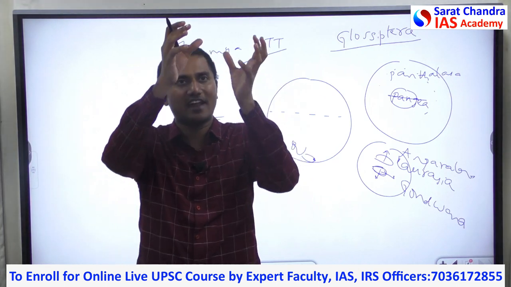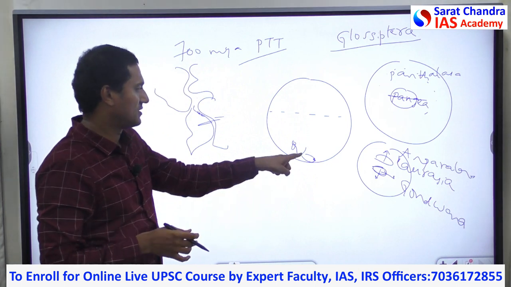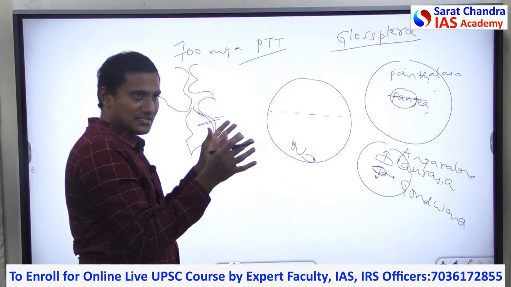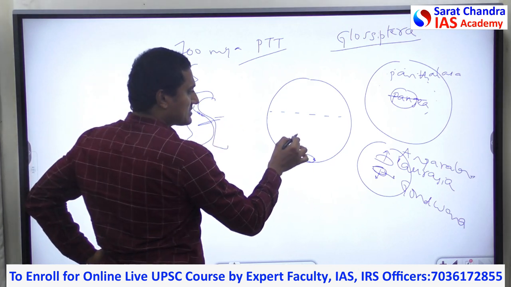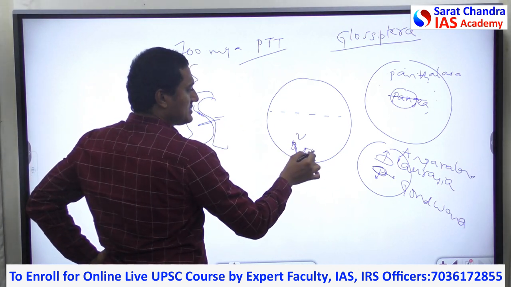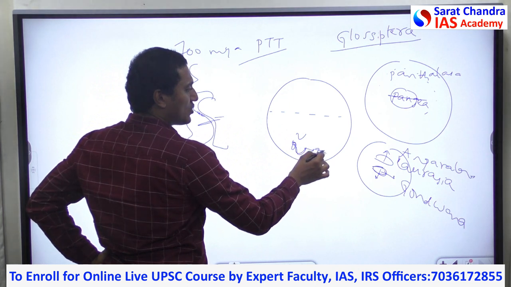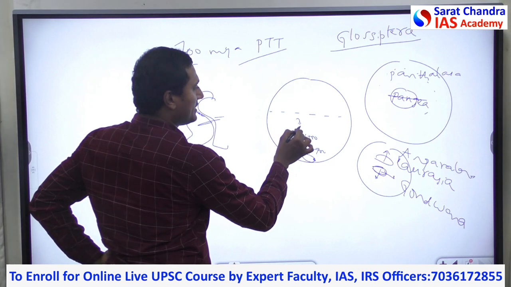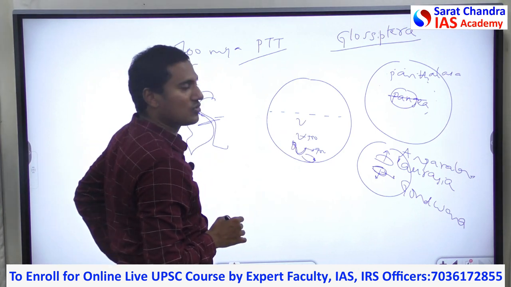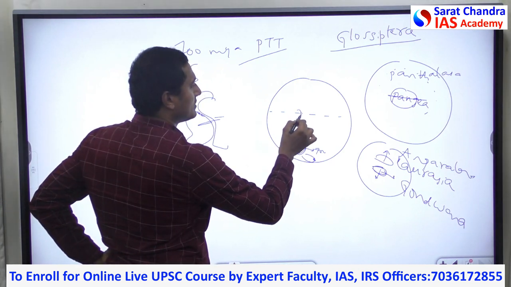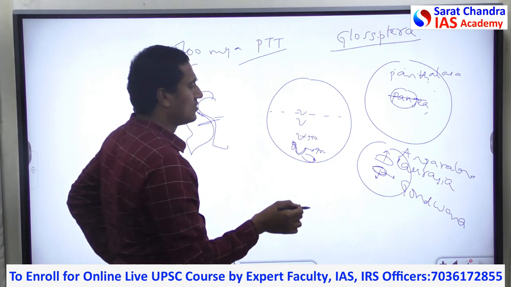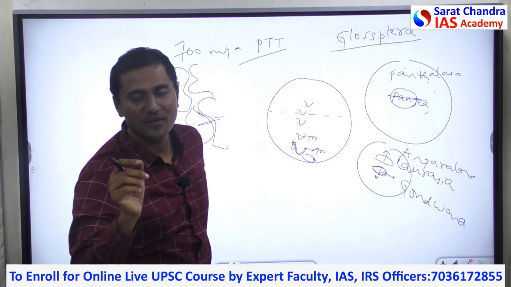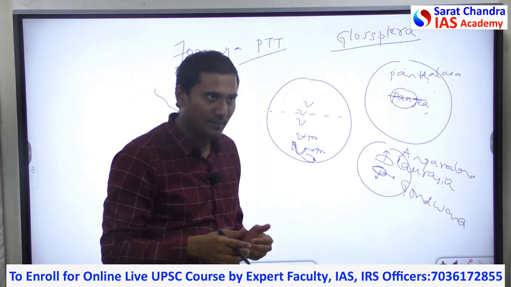The entire Gondwana land came to the South Pole. That's why I'm trying to show the entire Gondwana land here. Again, they started breaking into pieces. So the Indian plate started going here. This is 700 million years ago. This is 500 million years ago. India came here 300 million years ago. India came here 65 million years ago. Only 65 million years ago, India came to its present place.